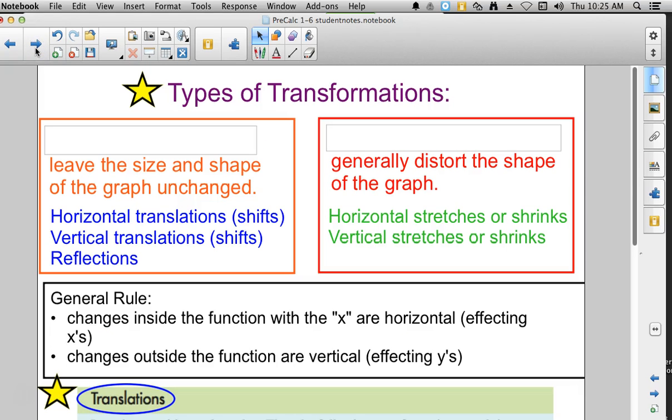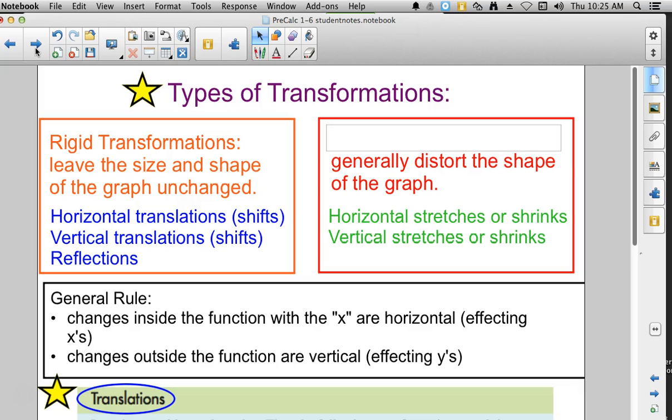So types of transformations, up here it says, these leave the size and shape of the graph unchanged. I'm going to have a little new piece of vocabulary here. That's called a rigid transformation. So basically it means you're just taking this graph and you're sliding it somewhere. So that's horizontal translations and vertical translations and reflections, because if you turn it upside down, well, it still looks the same, it's just upside down. So the basic shape is staying the same.